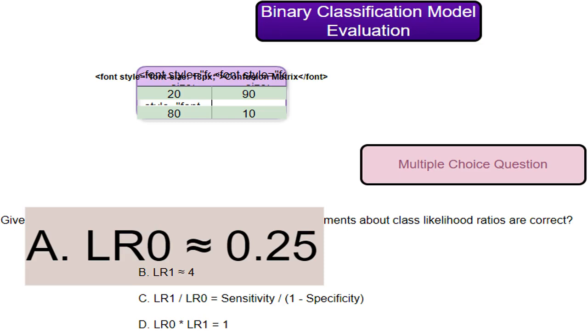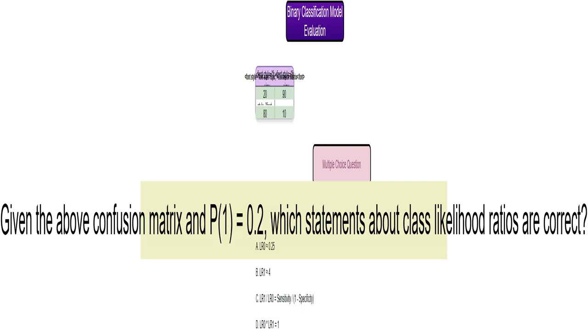LR1, the likelihood ratio for class 1, positive class, is the ratio of the probability of a positive test result given a positive class to the probability of a positive test result given a negative class. Similarly, LR0 represents the ratio for the negative class. This equation proves to be very useful in understanding how the model's performance metrics influence the likelihood ratios. It's a key insight. This statement is incorrect.